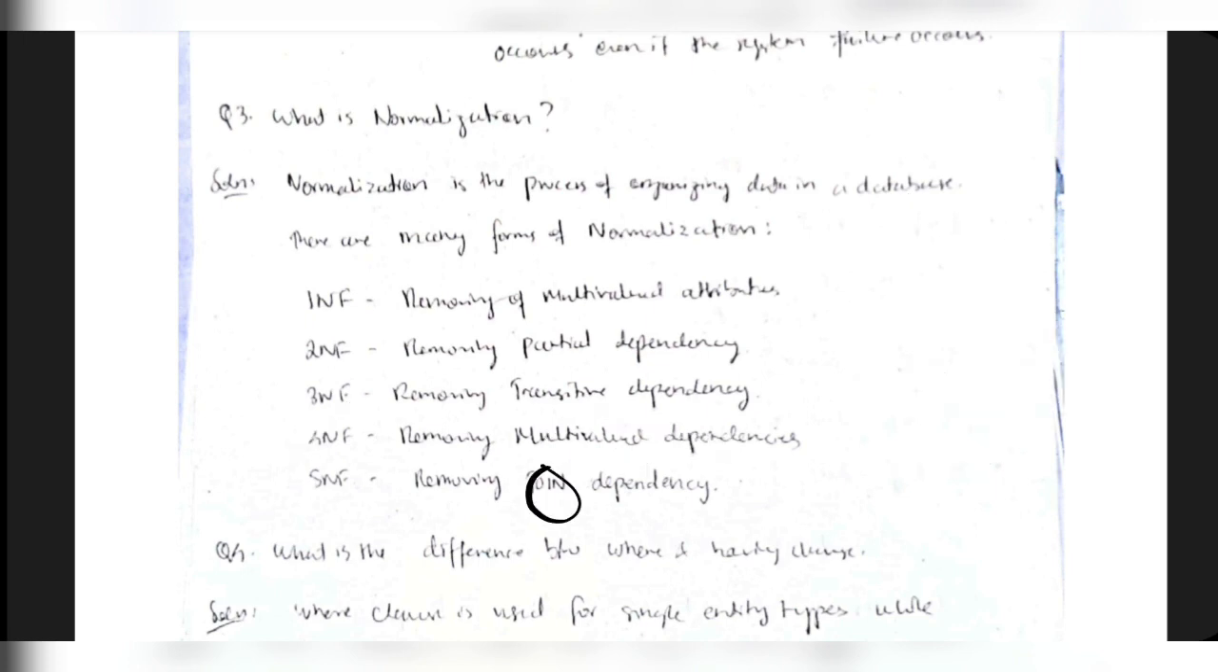5NF means join dependency. If you join two tables, what are the changes to be made here, and what are the changes to be made in these two cases as well. So that is known as the join dependency. If I apply these dependencies here, the data structure which we have will become more organized.